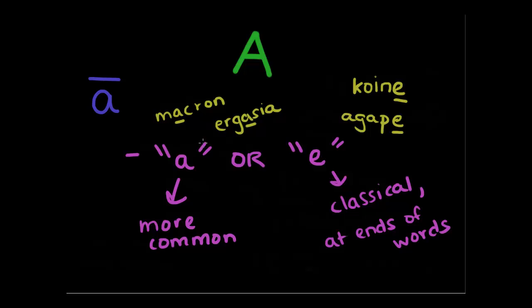Macro means large, like macroeconomics, so certain roots that you see are going to have A more often, and that's why A is the better choice from A or E. So that's long A, and that concludes A. So we can move on to E.